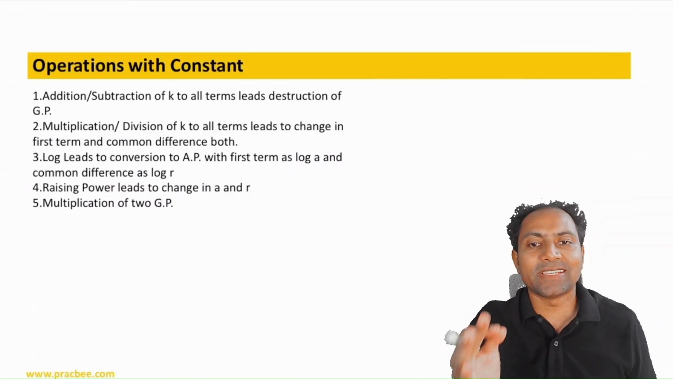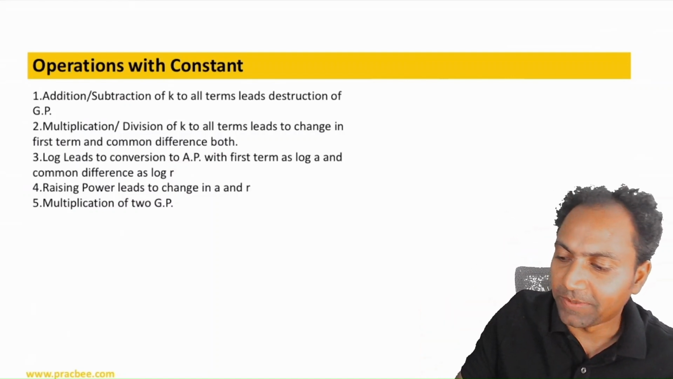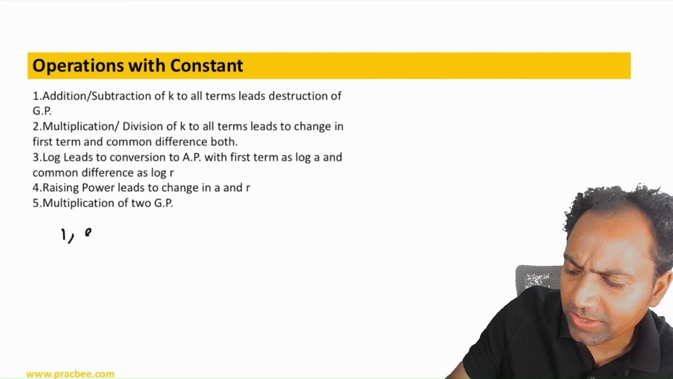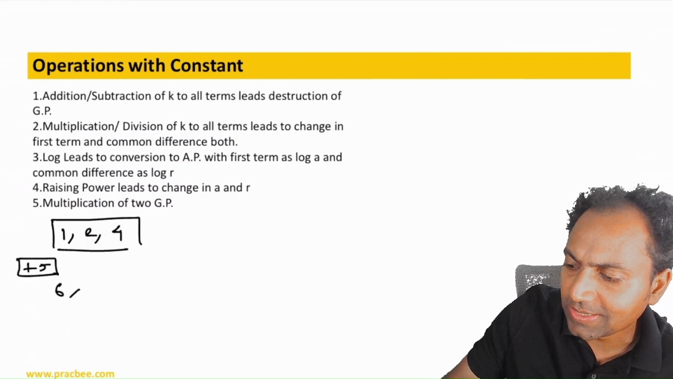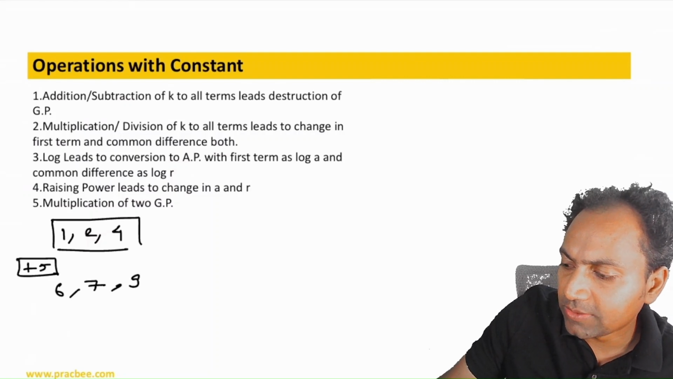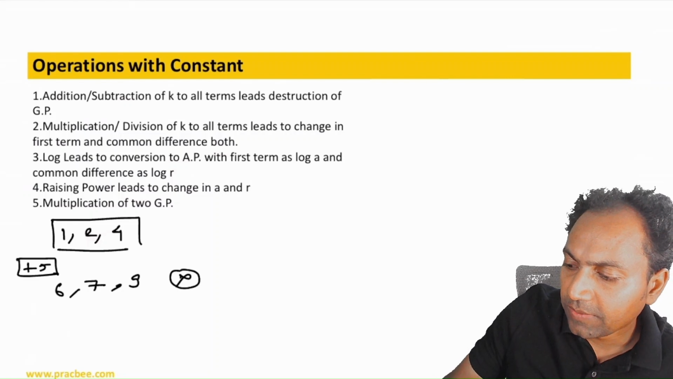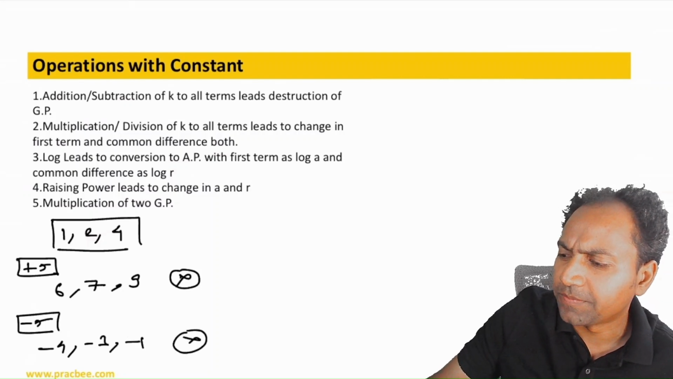So the next property is about constants and operations with GP. Let us take an example in order to understand it faster. If I take 1, 2, 4, what you can observe is if I add 5 to all the terms, it becomes 6, 7 and 9. So no more in GP. If I subtract 5, again you can see that this will become -4, -3 and -1, again not in GP.